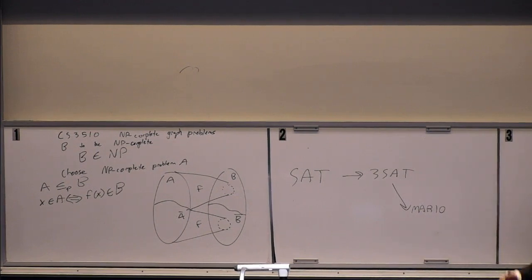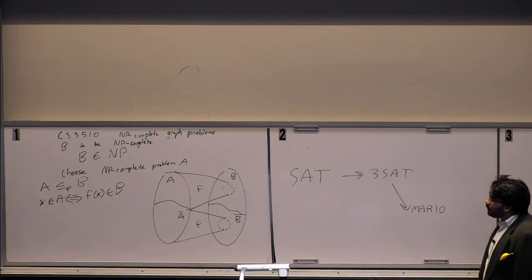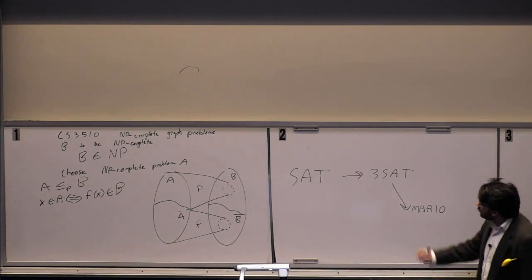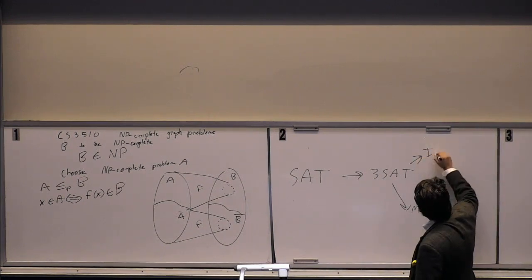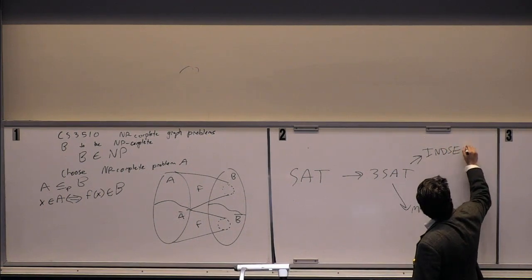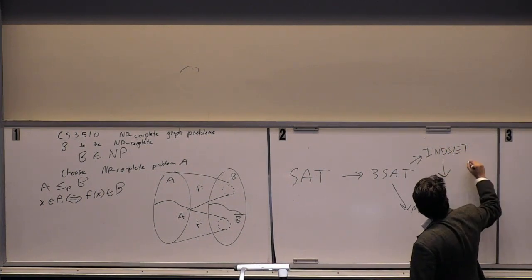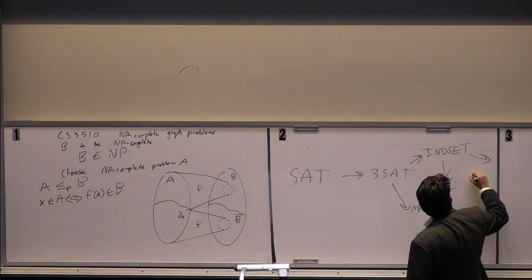So these are all kind of formula problems, except Mario. Today we're going to prove several graph problems. We're going to prove from 3SAT a problem called independent set in a graph. Then from independent set, we're going to prove two problems: a problem called vertex cover and a problem called clique.